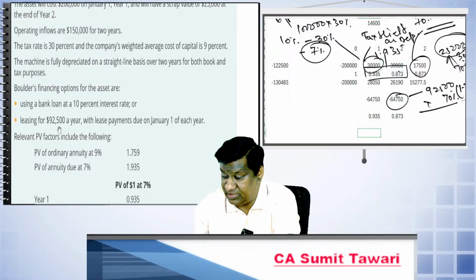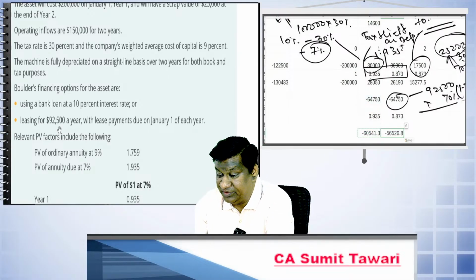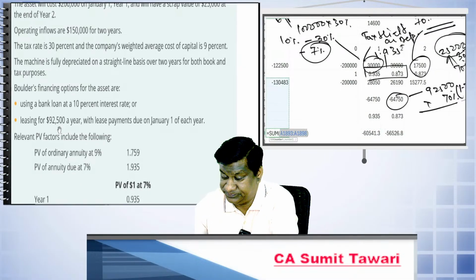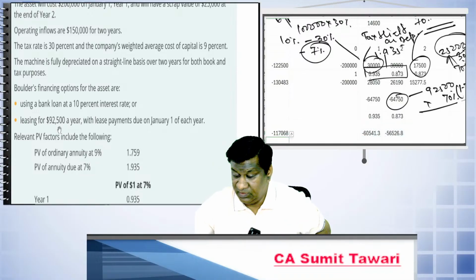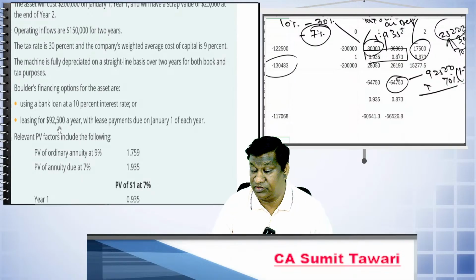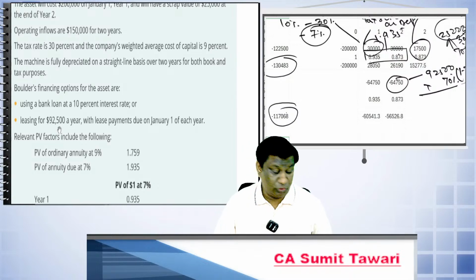Okay, so my value is this multiplied by this. Here also you can apply the 1.935 for 67,500, but 117,068. So if I invest the amount, then my discounted net outflow is 130,483, and if I go on a lease basis, then my discounted net outflow is 117,068. So which option is better?